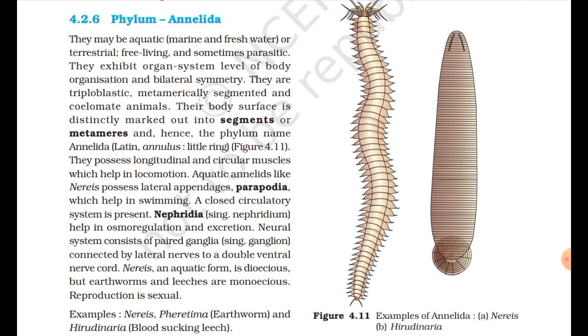Aquatic annelids like Nereis possess lateral appendages, parapodia, which help in swimming. A closed circulatory system is present. Nephridia, singular nephridium, help in osmoregulation and excretion. Neural system consists of paired ganglia, singular ganglion, connected by lateral nerves to a double ventral nerve cord. Nereis, an aquatic form, is dioecious, but earthworm and leeches are monoecious. Reproduction is sexual. Examples: Nereis, Pheretima, earthworm, and Hirudinaria, blood sucking leech.